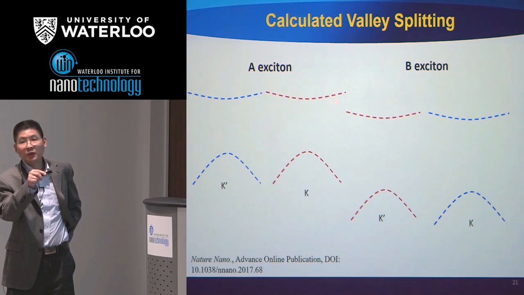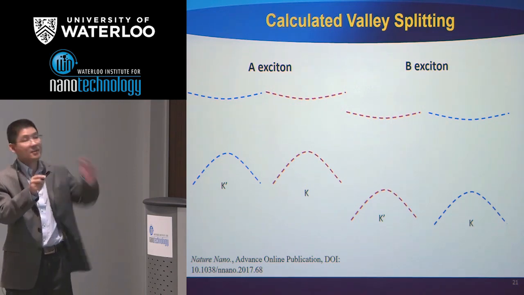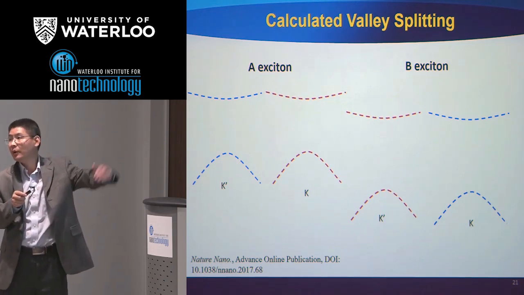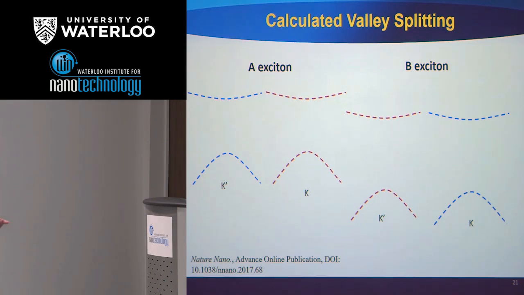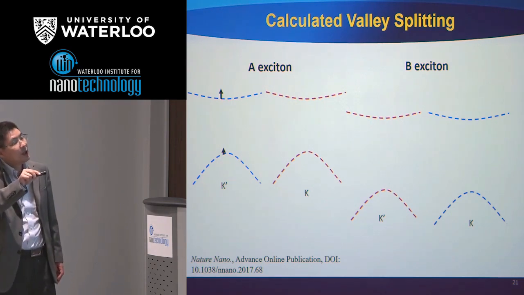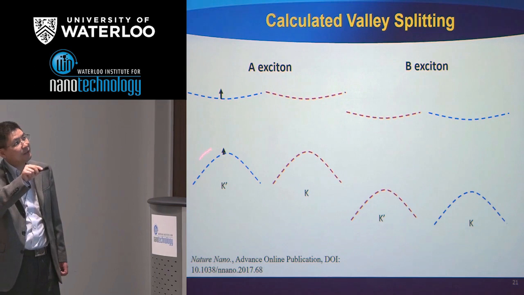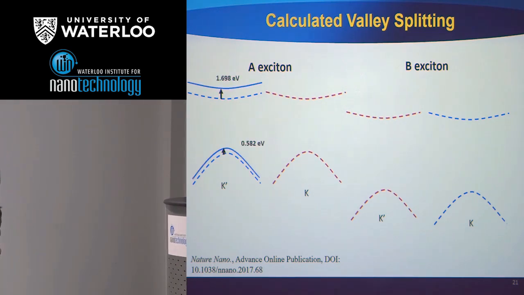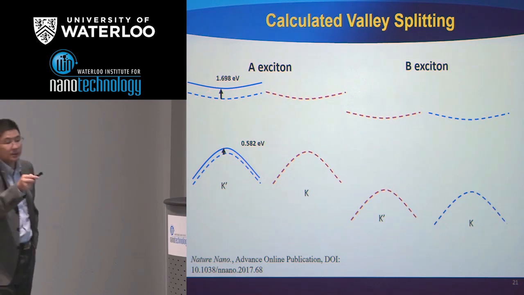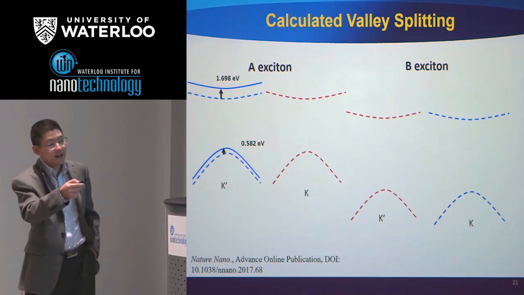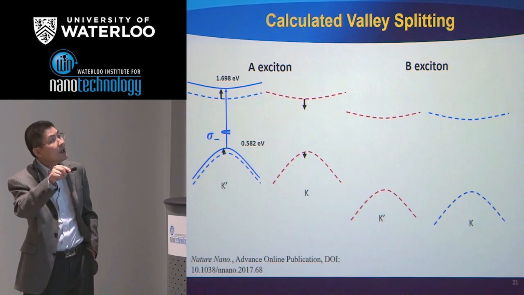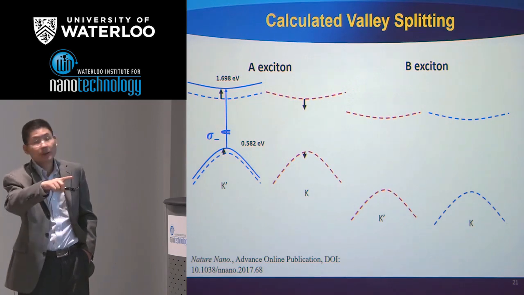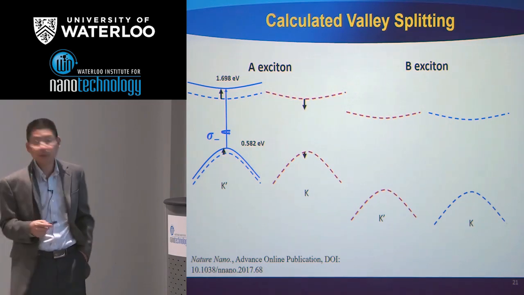Without exchange field or external field, these energy levels are degenerate. They're at the same energy level. Now when you turn on the exchange field, at the K prime valley, both the conduction band minimum and the valence band maximum actually rise in energy. And these are the calculated values. And for the K valley, you actually have the opposite. So both bands shift down in energy.